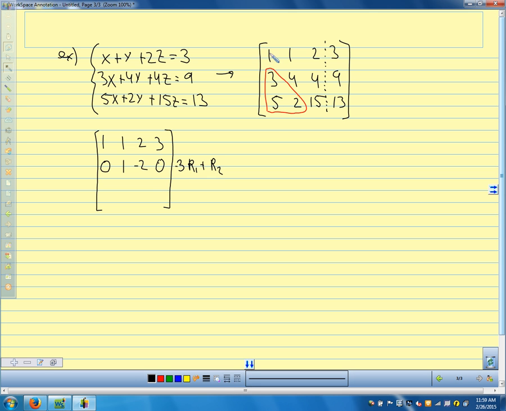Now how do we get rid of this 5? We're going to use the first and last row to get rid of that 5. Multiply by -5, right? So I'm going to write -5 row 1 plus row 3. That's how I get this new row. All right, so I get a 0 there, and then I get -5 plus 2 is -3. -10 plus 15 is a 5, and -15 plus 13 is -2.